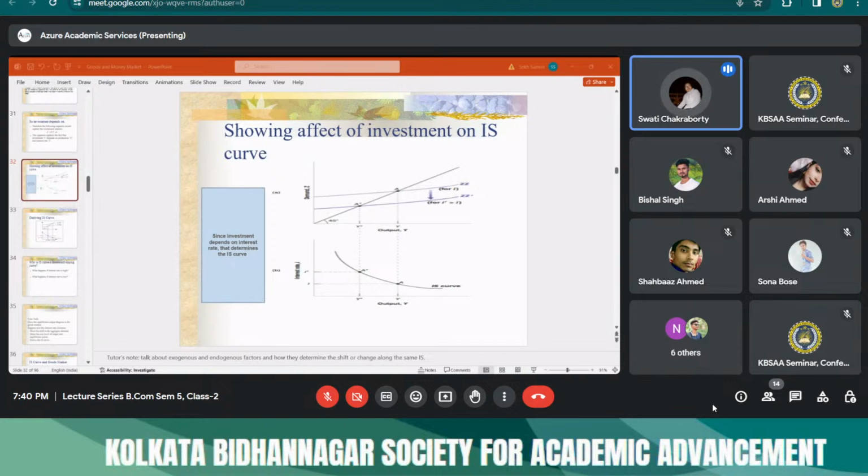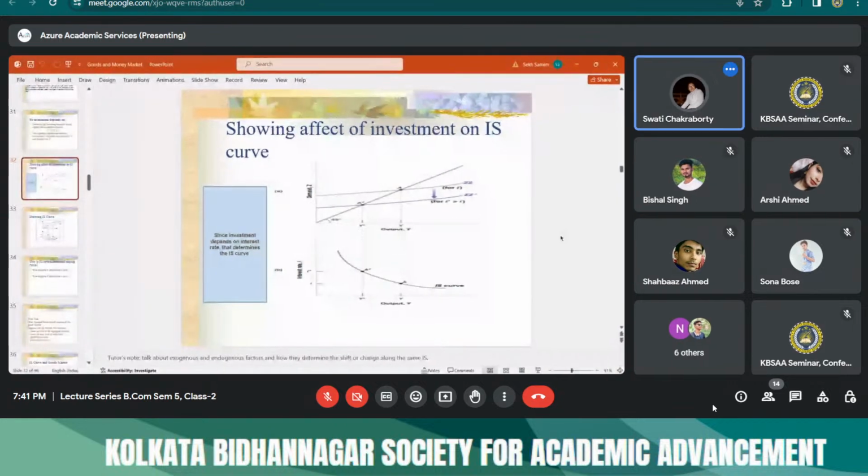If we plot these points Y and Y dash in the bottom part of the graph, where we have output on the x-axis and rate of interest on the y-axis, we plot point Y at the rate of interest r, and then we plot Y dash when the rate of interest is r dash. We see that when the rate of interest is higher, r dash, the output is less. So we see that the IS curve is downward sloping.